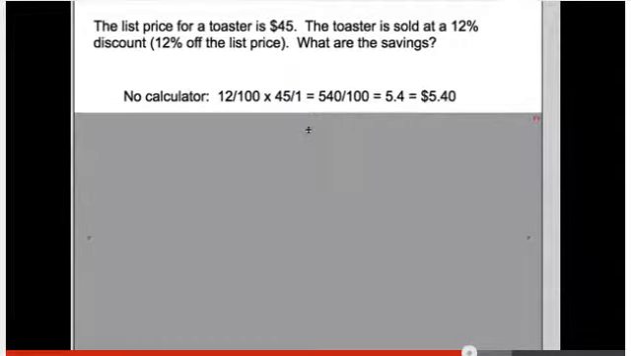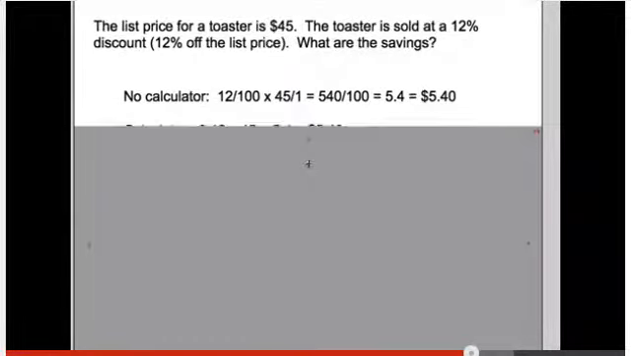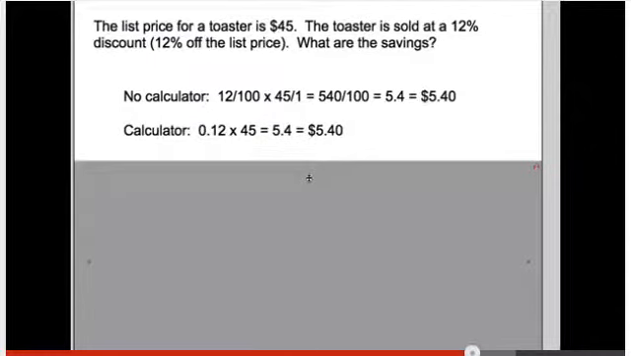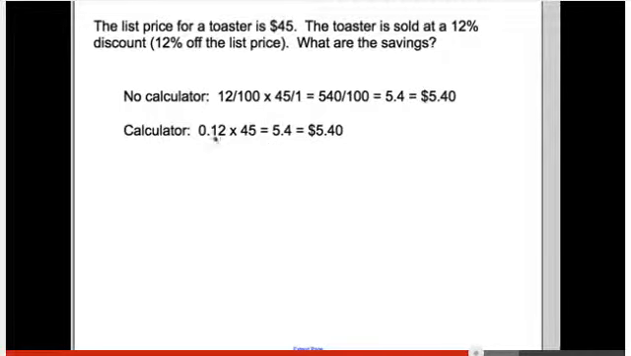Now, if you are allowed to use a calculator for this problem, you can just think of 12% as a decimal, 0.12 times 45. Your display will show 5.4, and we know that means $5.40.